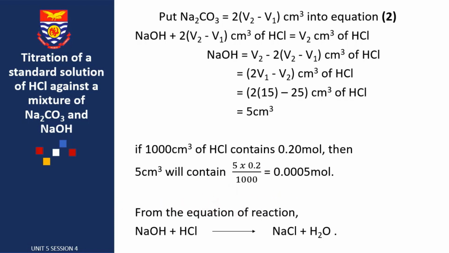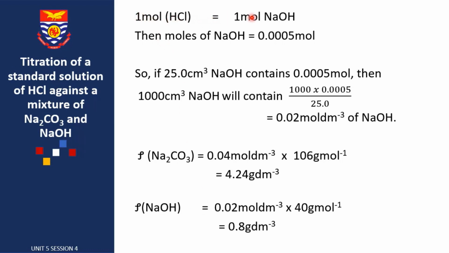So from this equation, the mole ratio is 1:1. If that's the case, then the moles of sodium hydroxide is also equal to 0.0005 mole. So this is the moles of the sodium hydroxide in the pipette volume, which was 25. So if 25 cubic centimeters of sodium hydroxide contains 0.0005 moles, then 1000 will contain what? It will contain 0.02 mole per cubic decimeter of sodium hydroxide. So this is the amount concentration.